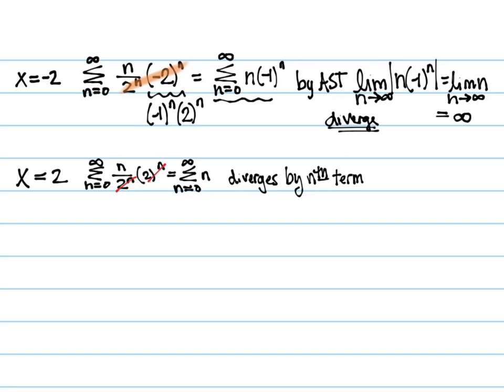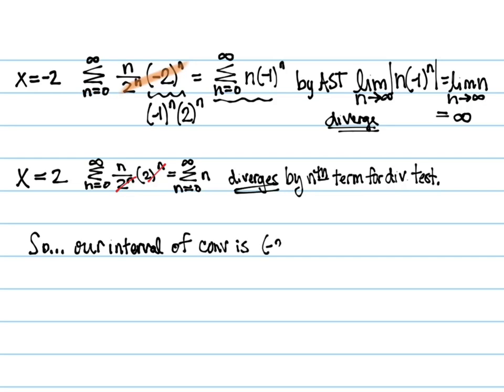Remember, we can't use the nth term test on the other part because it was alternating. The nth term test is only for a positive series, a positive sequence of values. So, the nth term divergence test. Our interval of convergence is actually what? Still -2 to 2, with open intervals. Our interval of convergence really does only include from -2 to 2, and it's an open interval.